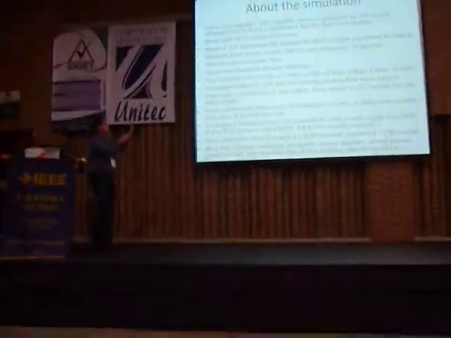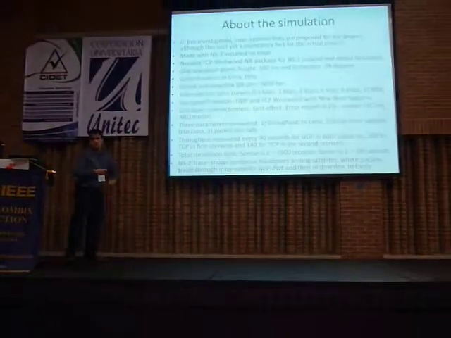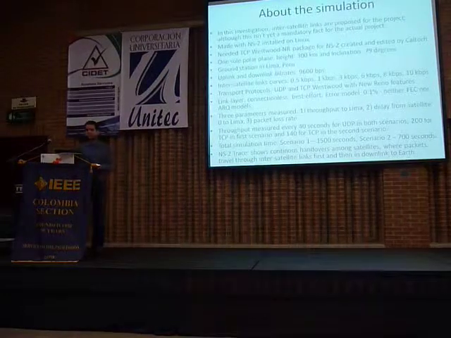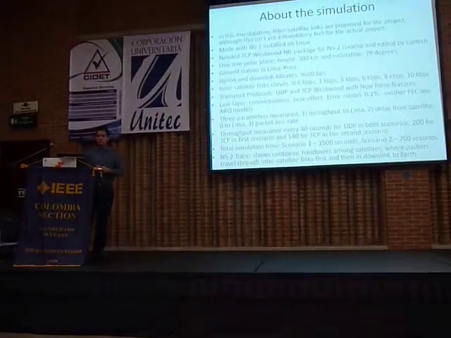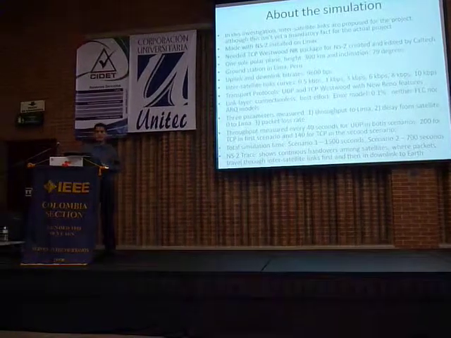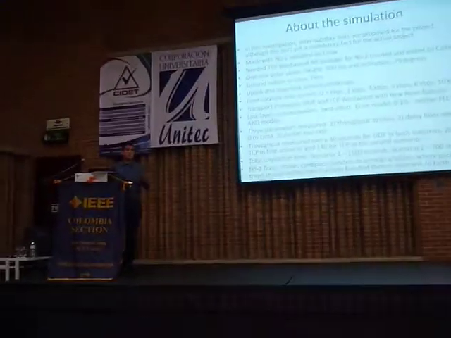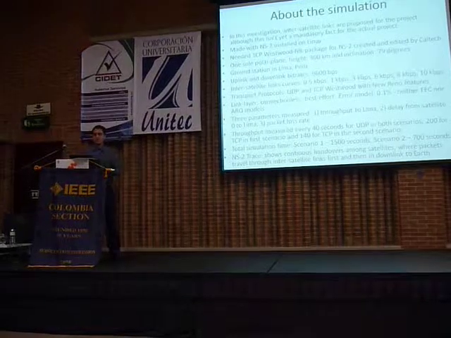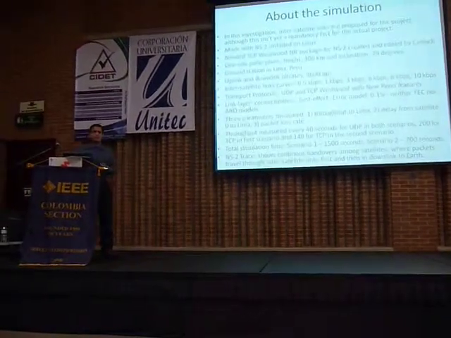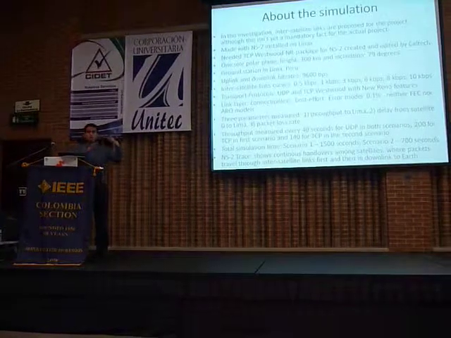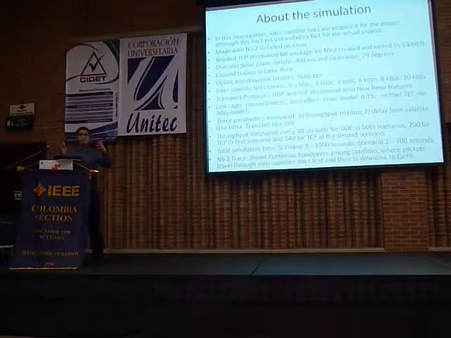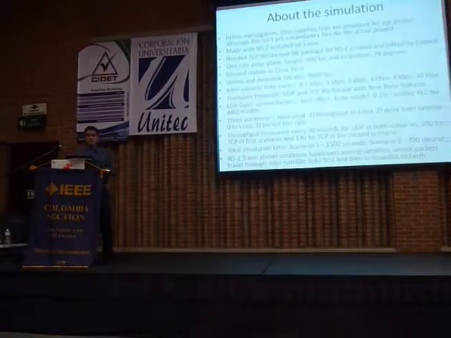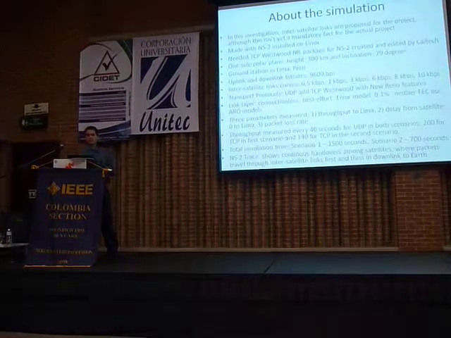Well, let's take a look at the parameters of the simulation. In this investigation, inter-satellite links are proposed for the project, although this isn't yet a mandatory fact for the actual project. This simulation is made with the NS2 software, very well known, installed on Linux in a virtual machine. The simulation needed a TCP Westwood New Reno package for NS2 created and edited by the California Institute of Technology, which published the algorithm in order to allow the free use of it. Okay? It's one sole polar plane. The height of the satellites is 200 kilometers and the inclination is 79 degrees.